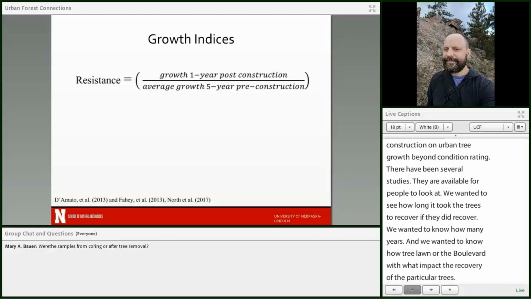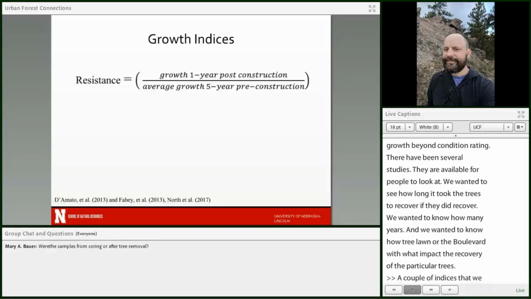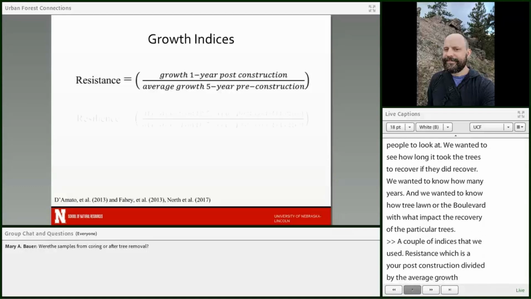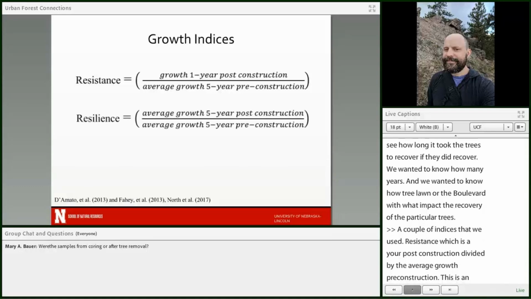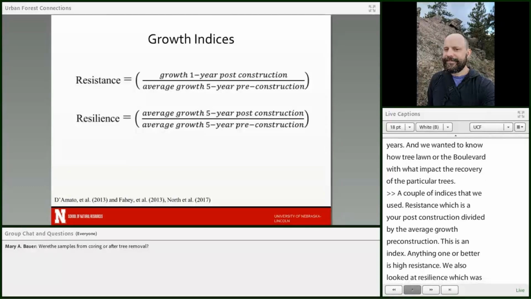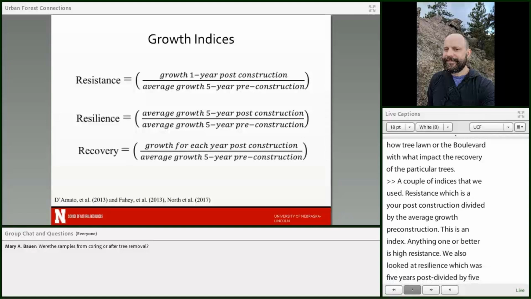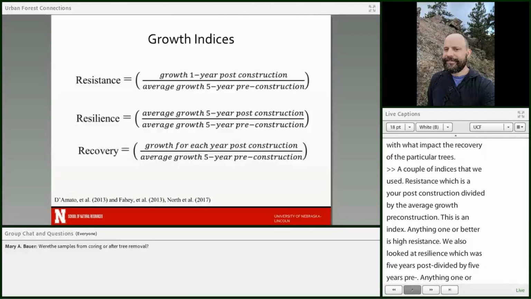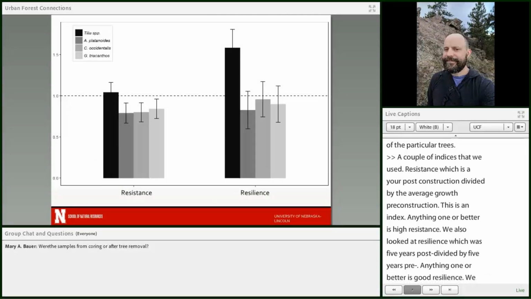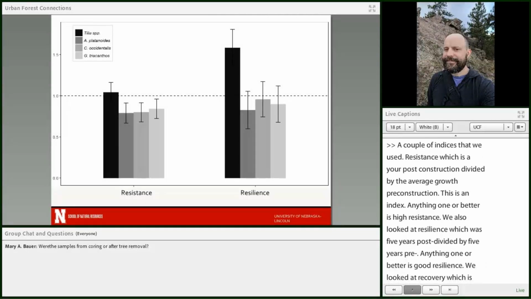So a few indices we used. Basically, resistance, which is a year post-construction divided by the average growth pre-construction. And this is an index, so anything 1 or better is high resistance. We also looked at resilience, which was 5 years post divided by 5 years pre. And again, anything 1 or better is good resilience. And then we looked at recovery, which we looked at year by year afterward, so we could see how long it would actually take for trees to recover.